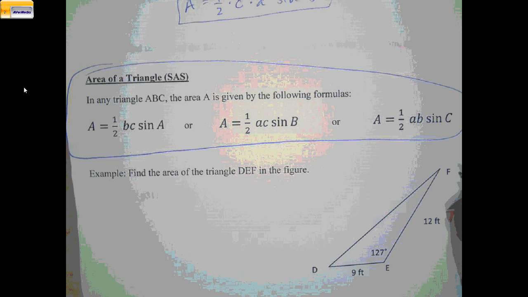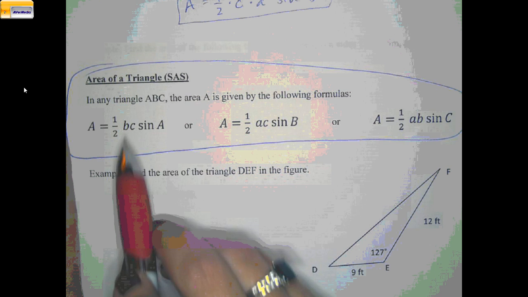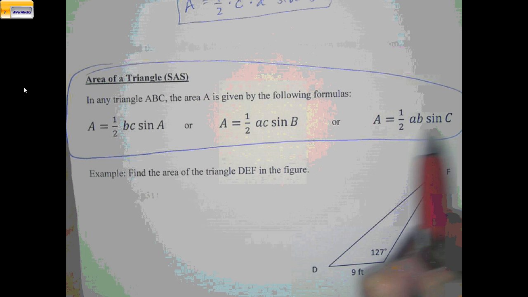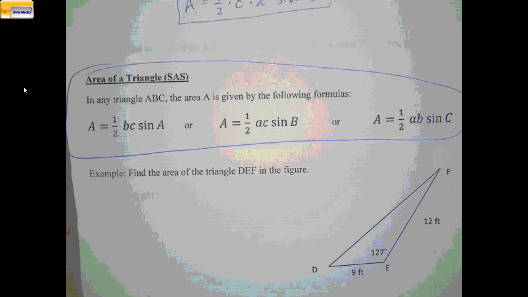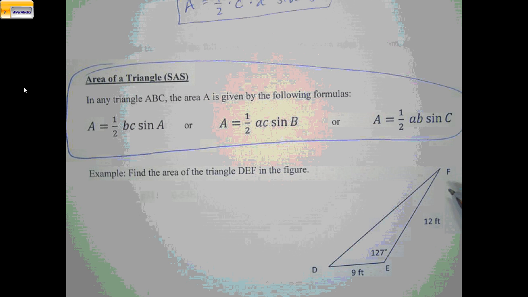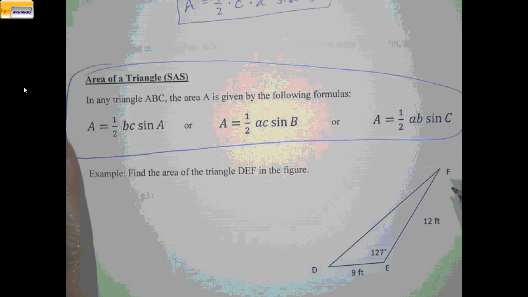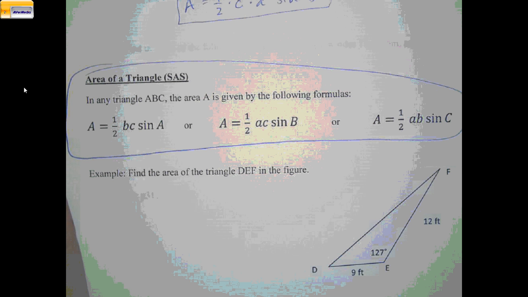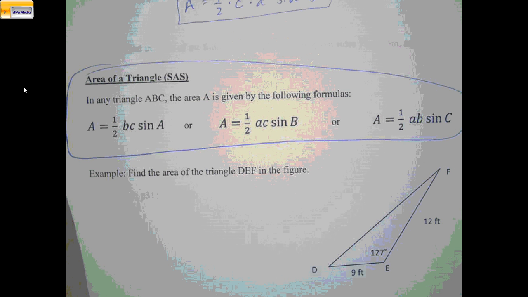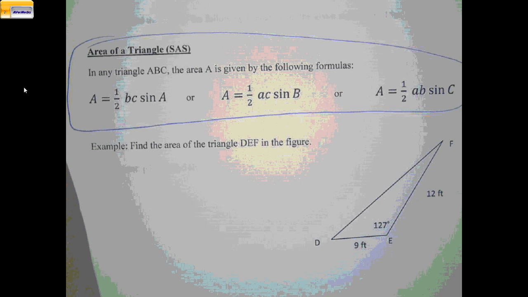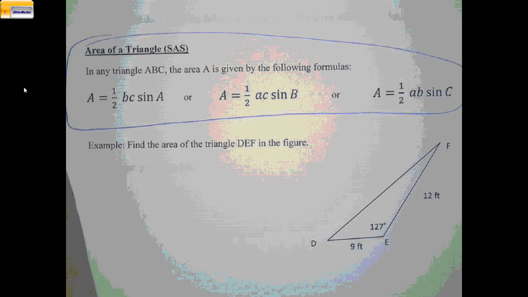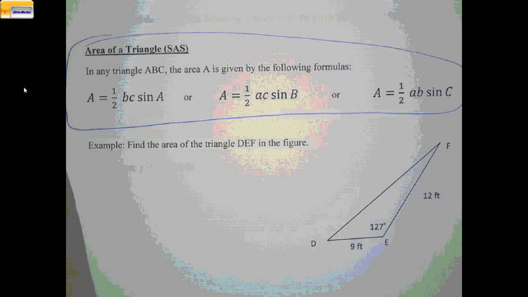Yeah. So for all 3 formulas, they all just use ABC one time. And it's 2 sides and the included angle. So area equals 1/2 BC sine A. Area equals 1/2 AC sine B. Area equals 1/2 AB sine C. Questions so far?